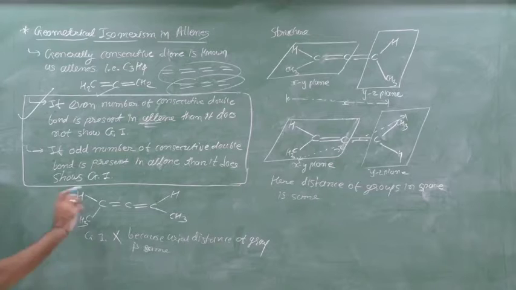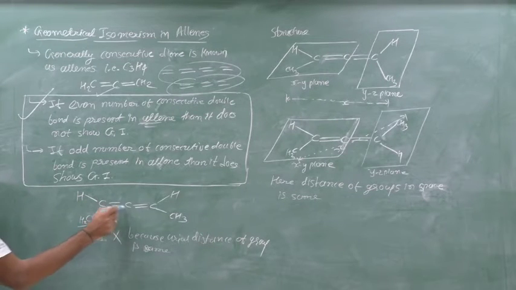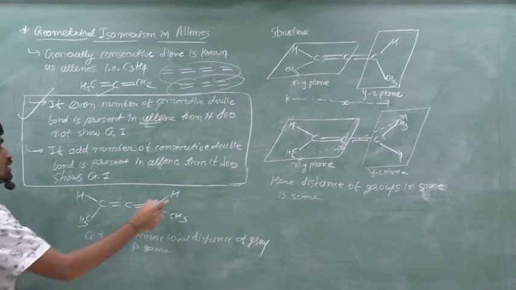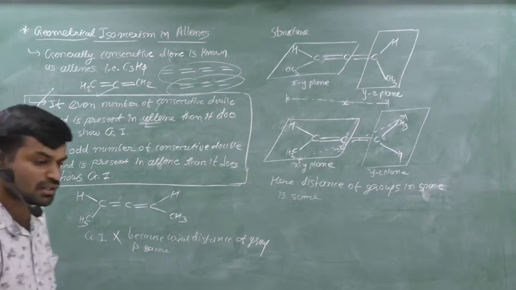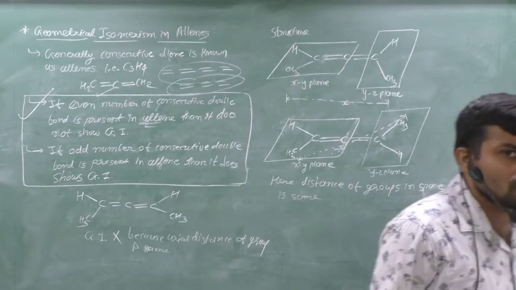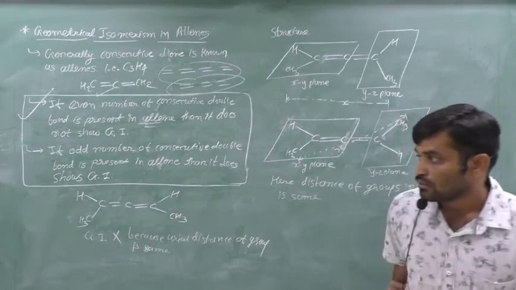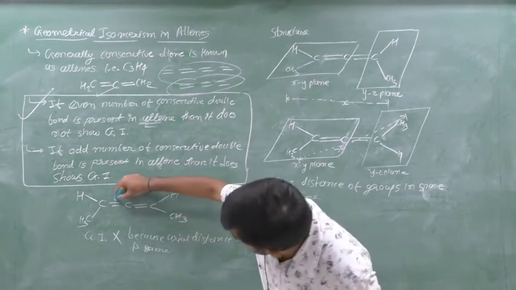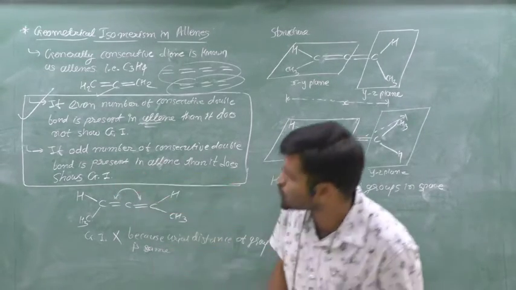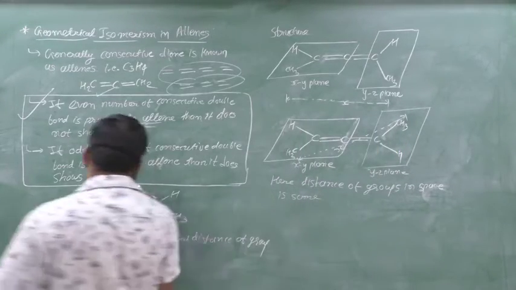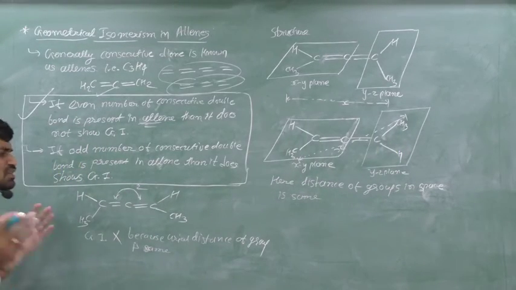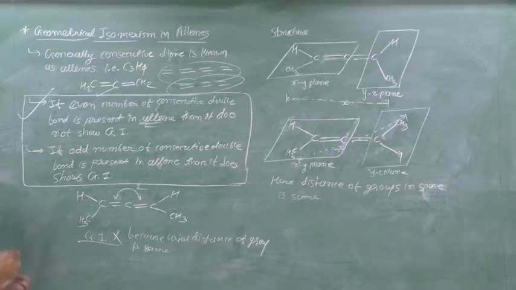Suppose here we have a compound like that: H, C, CH3, C double bond C, C double bond C, H, CH3. Yes, it is an allene, but this allene does not show the GI. Why? First of all, there is an even number of consecutive double bonds, 2 double bonds, even number. Therefore, it does not show the GI. But what is the reason behind this? Why does it not show the GI?